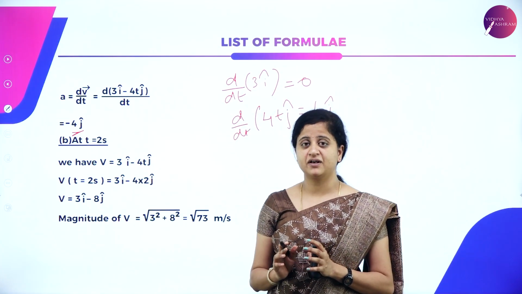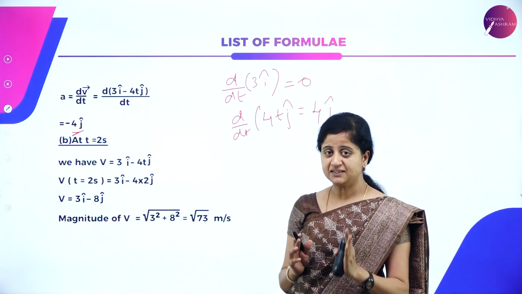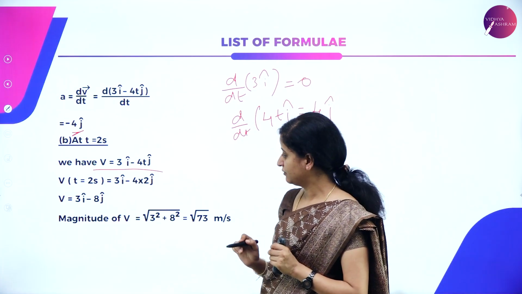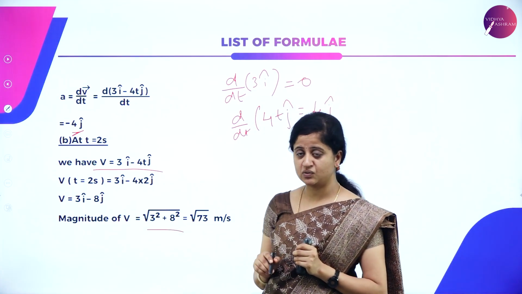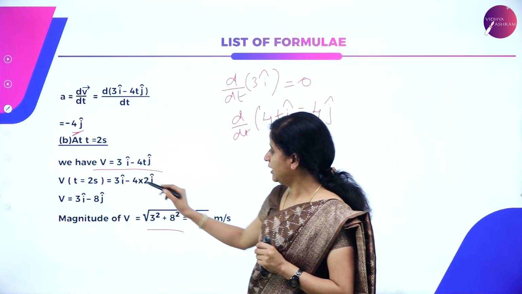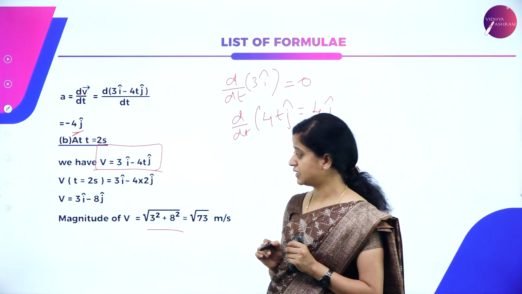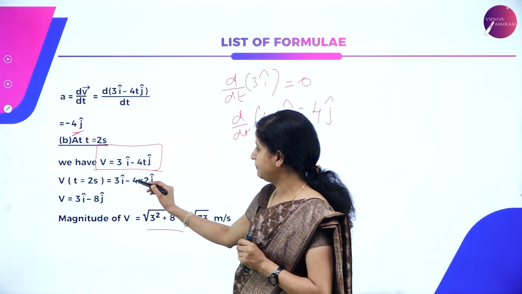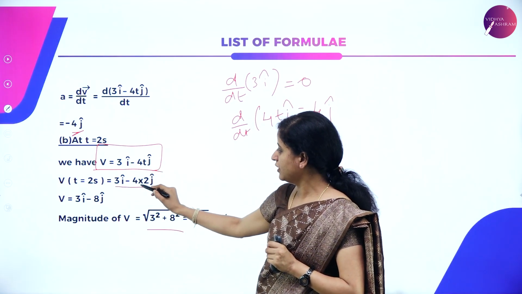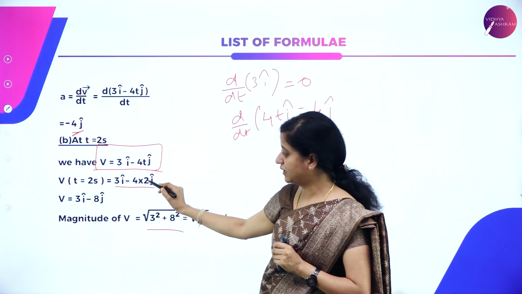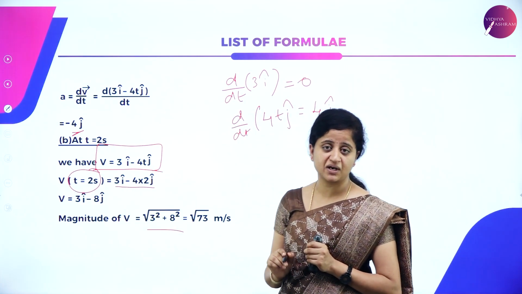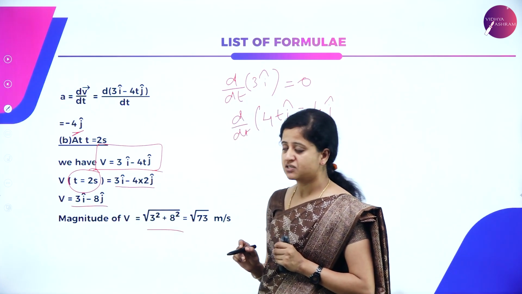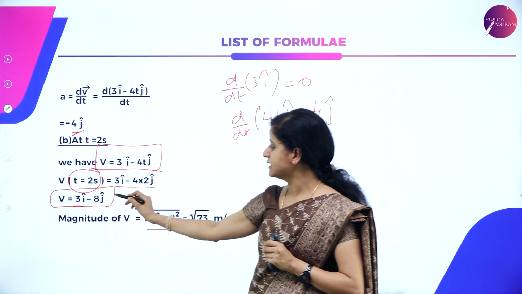One more task is there for us: to find the magnitude of velocity when the time is 2 seconds. The magnitude can be calculated by the formula root of p square plus q square, or root of a square plus b square. We have velocity equal to 3 i cap minus 4t j cap, and at t equal to 2 seconds, we write 2 in place of t. So 4 into 2 j cap, and 4 into 2 is 8 j cap. So we get velocity 3 i cap minus 8 j cap.